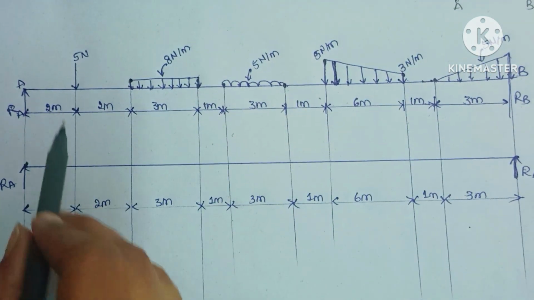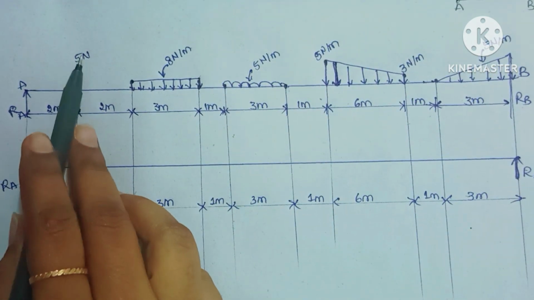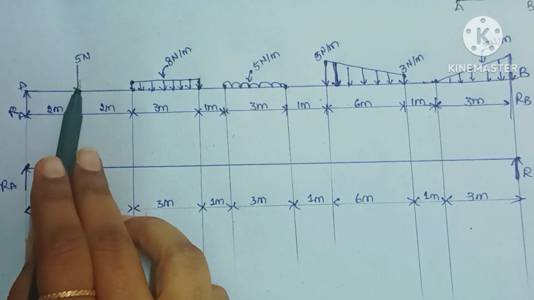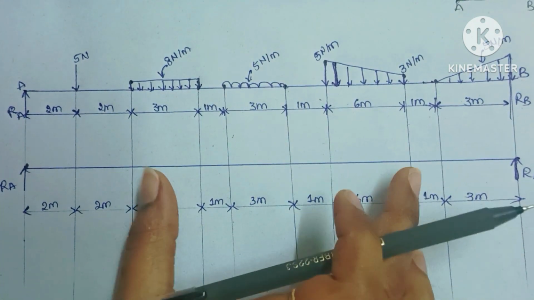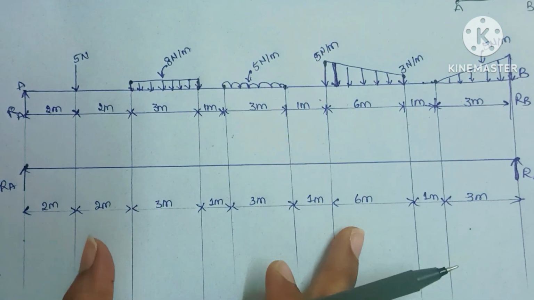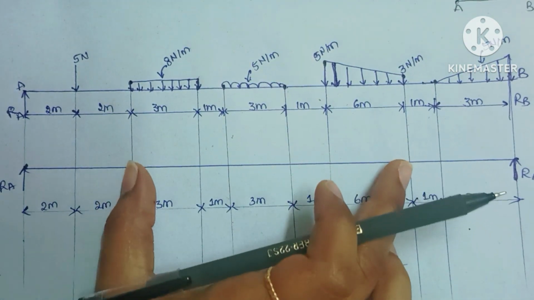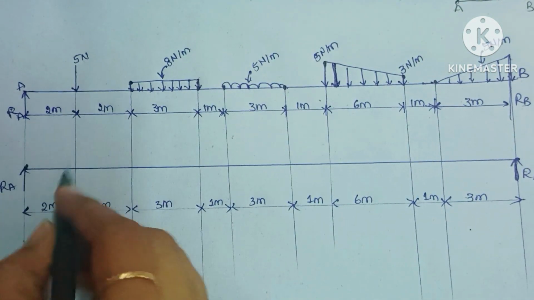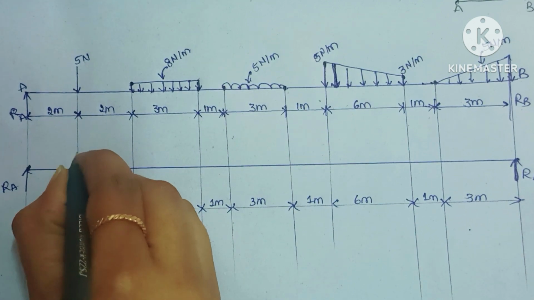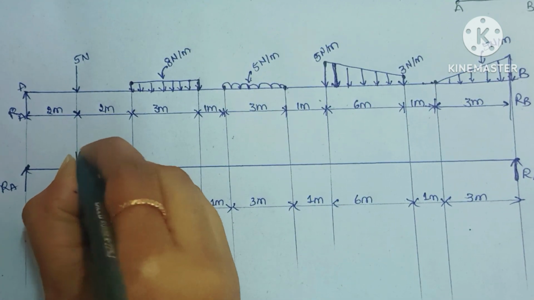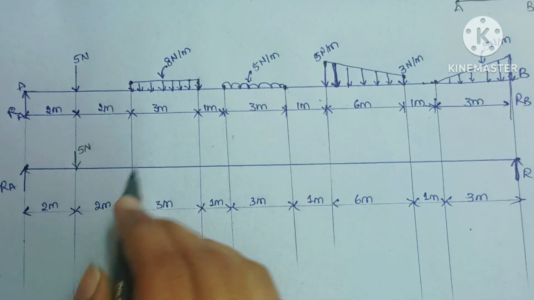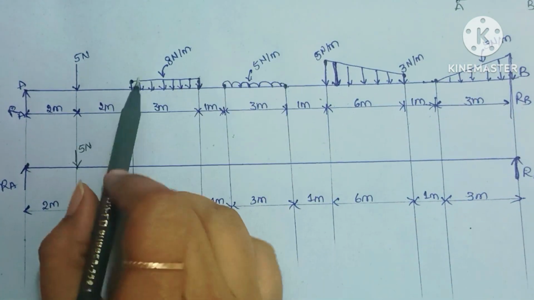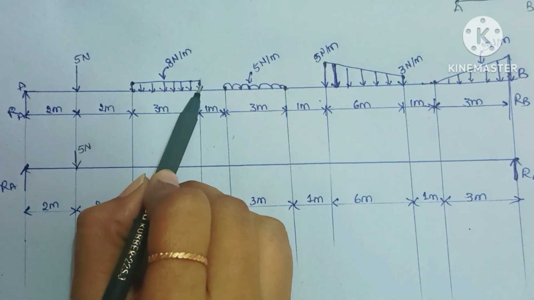Okay, here they are given 5 newtons. So this is the point load, so no need to convert. Below, I draw this beam with the same dimensions. Now these 5 newtons will act at this point. So this is 5 newtons. And on this 3 meter span, the uniformly distributed load is acting.